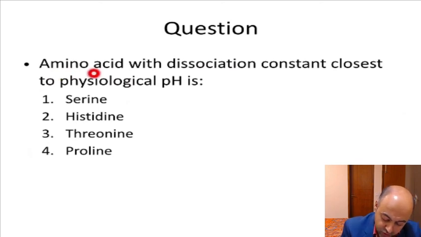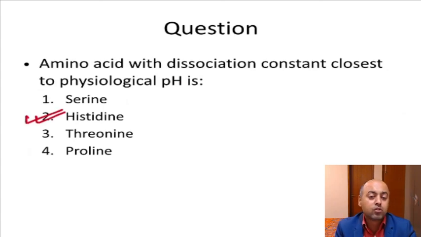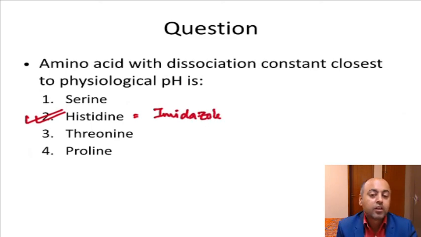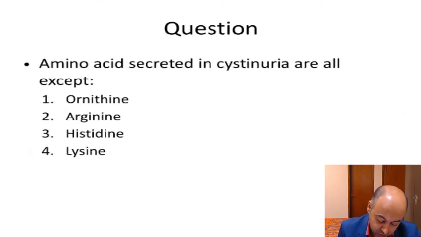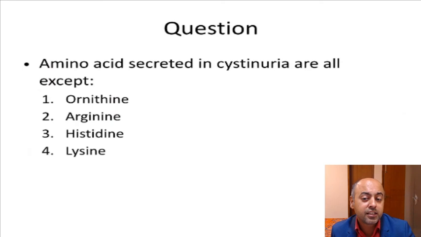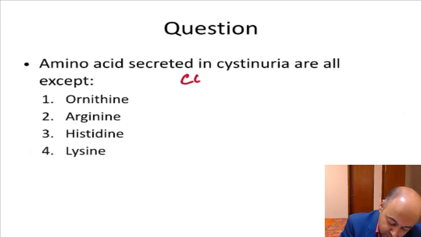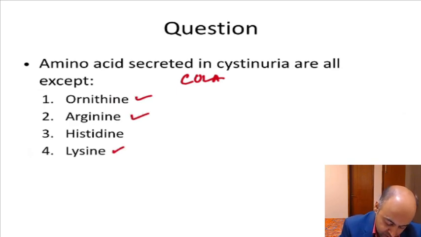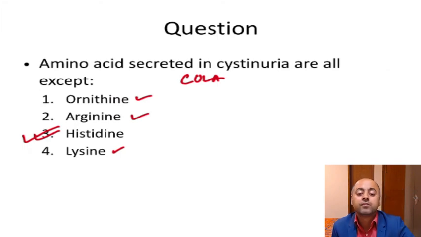Amino acid for which the dissociation constant is closest to physiological pH, the answer is histidine. Please note, histidine will have the imidazole side chain, which has a dissociation constant close to physiological pH. Amino acids excreted in cystinuria are, if you remember, COLA. Cysteine, then O for ornithine, L for lysine, A for arginine. Means histidine is not being lost in cystinuria.